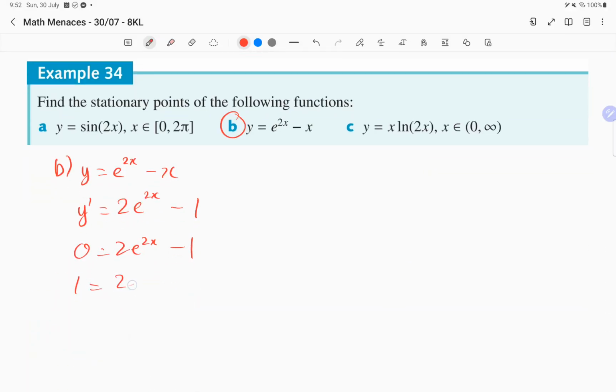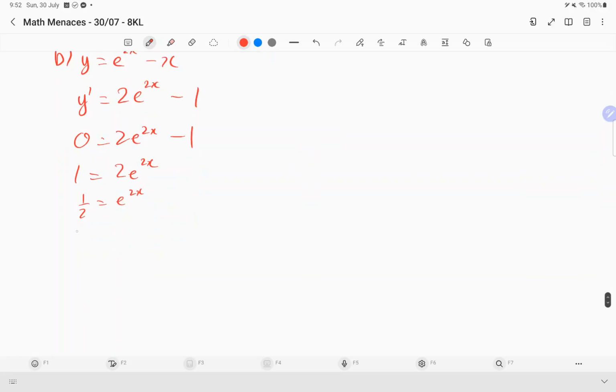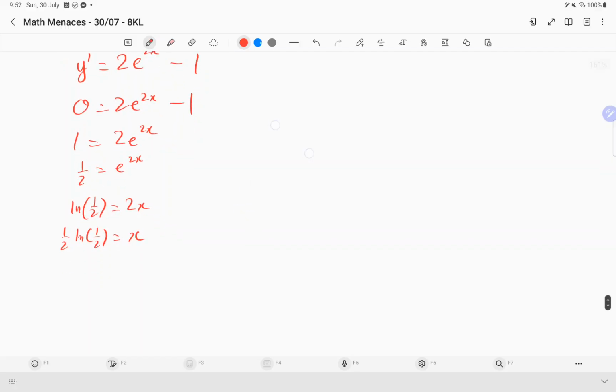Anyway, so 1 equals to 2e power 2x. Divide that by 2. 1/2 equals e to the power 2x. Okay, so then ln of 1/2 would be 2x. So 1/2 ln of 1/2 would be equals to x. And then they would change up the ln 1/2 into ln of 2 to the power minus 1, and then bring the power to the front just to not have a ln of a fraction. So negative 1/2 ln 2 is equals to x.